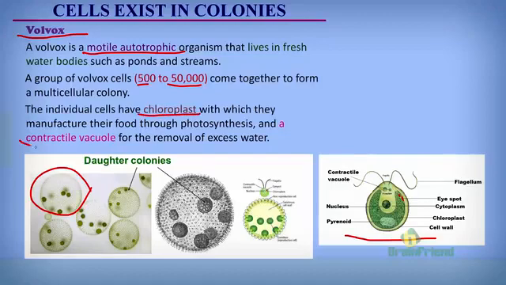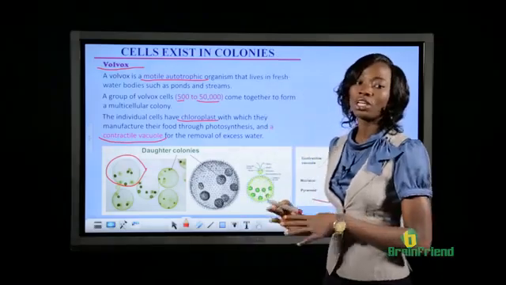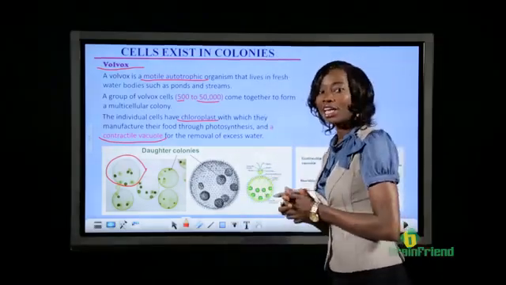Of course, they need that for photosynthesis, so they carry out photosynthesis with the aid of the chloroplast. They also have a contractile vacuole for the removal of excess water. This is the contractile vacuole. They also have eye spots that direct their movement away from sunlight or towards sunlight. And with the flagella, they are able to carry out movement. But don't forget, as a colony, they move in a coordinated manner.